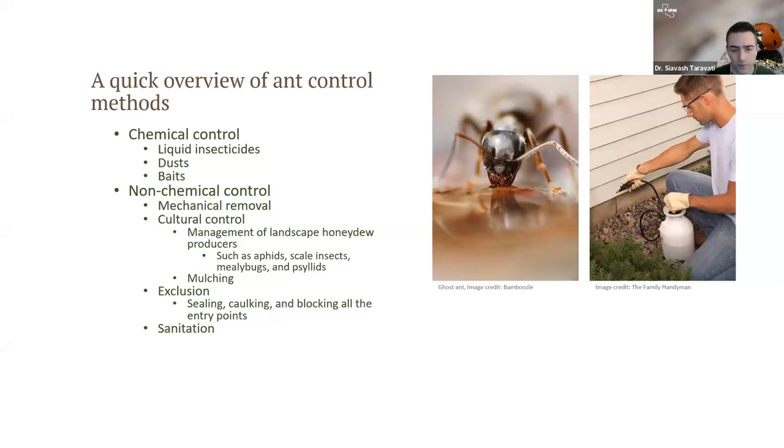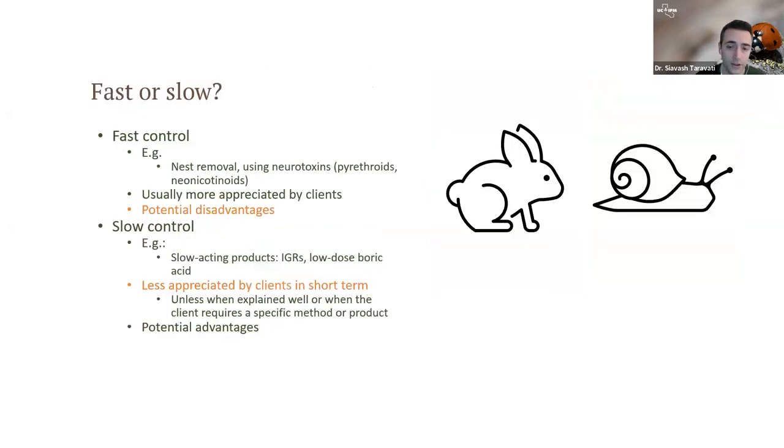Mechanical removal of the nest, cultural control, when you have landscaping around. In agricultural fields, mulching can really slow down movement of ants. And exclusion and sanitation, which are important, but again, I'm not going to cover, and sometimes they're really difficult to do. So fast or slow, that's the main focus of my talk.